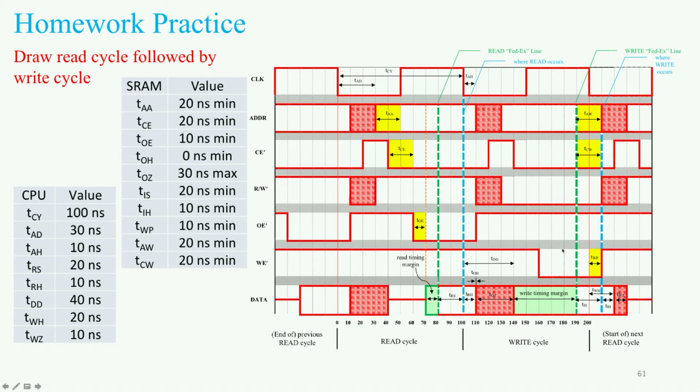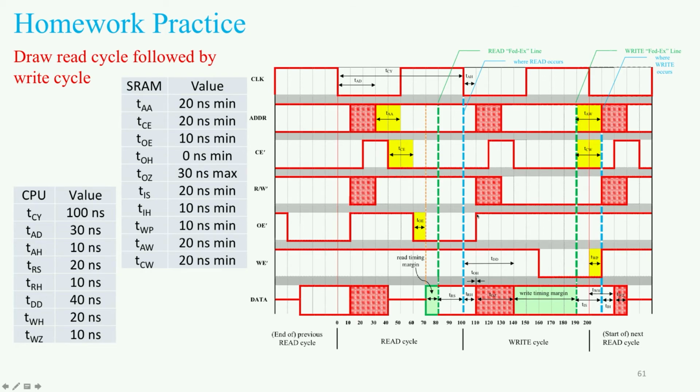Then we take a look at the hold time for the SRAM. The hold time for the SRAM is 0. We already did this when we were analyzing this side. The hold time for our SRAM was 0 nanoseconds. So we know that the data on the data bus is going to be basically held for no additional time after OE flips to high.